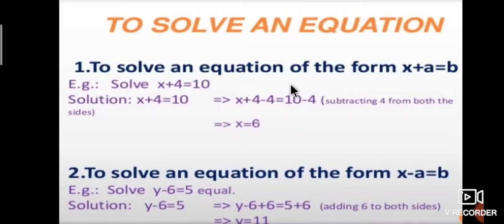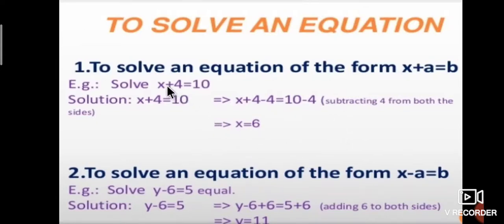To solve an equation of the form x plus a is equal to b, for example, x plus 4 is equal to 10. Solution: we have to add or subtract the same thing on both sides. Therefore, x plus 4 minus 4 is equal to 10 minus 4. Therefore, x is equal to 6.